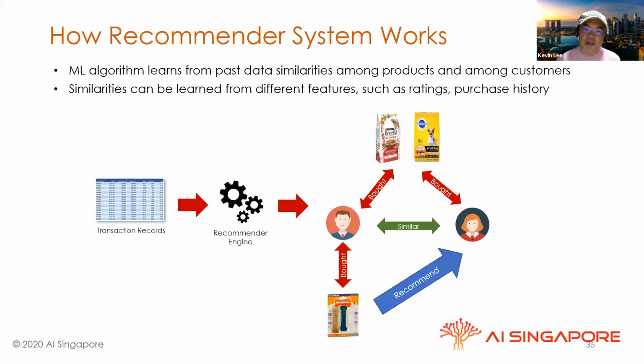But there's also another scenario whereby if this person has purchased some products, but then there is another product that is similar to what he has purchased, then you can also do a recommendation of that third or fourth or fifth product. So this is how companies can do upsell and cross-selling very effectively.